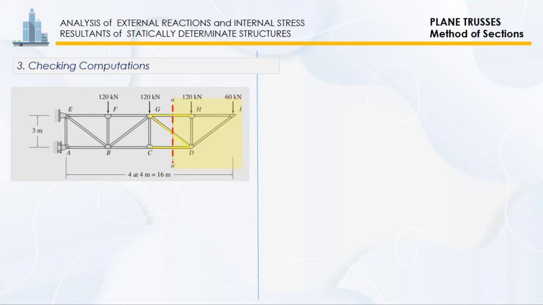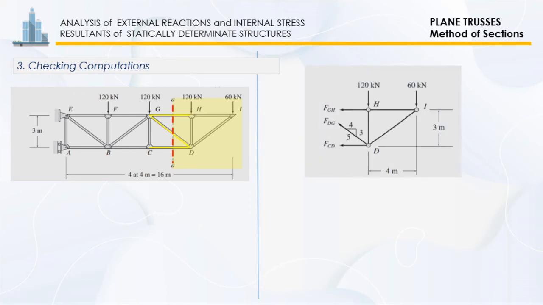So, we already solved all the unknowns. Now, let's check our computations by taking summation of moment at joint I. So, this must be in equilibrium. Equal dapat sa 0 ang makuha natin. So, taking summation of moment at I is equal to 0, counterclockwise as positive.